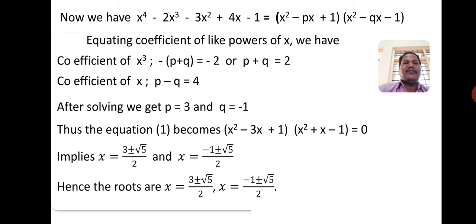Thus the equation becomes x square minus 3x plus 1 into x square plus x minus 1 equals 0, which implies that the roots are x equals 3 plus or minus root 5 by 2 and x equals minus 1 plus or minus root 5 by 2. Hence, the roots are x equals 3 plus or minus root 5 by 2 and x equals minus 1 plus or minus root 5 by 2.